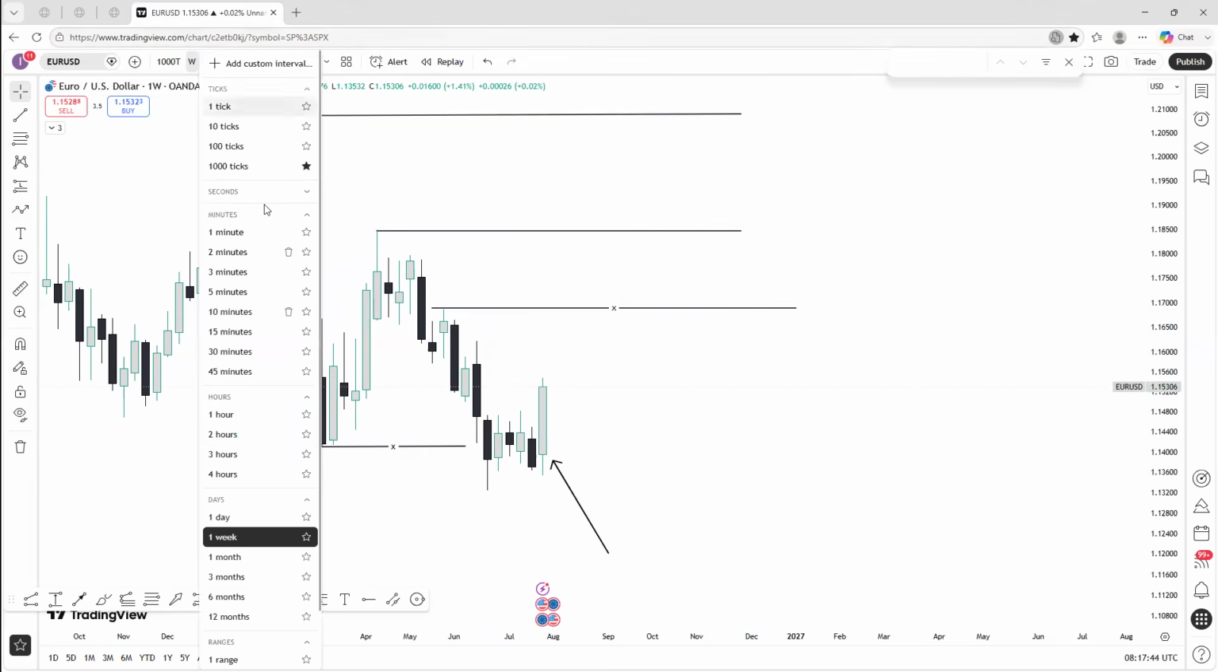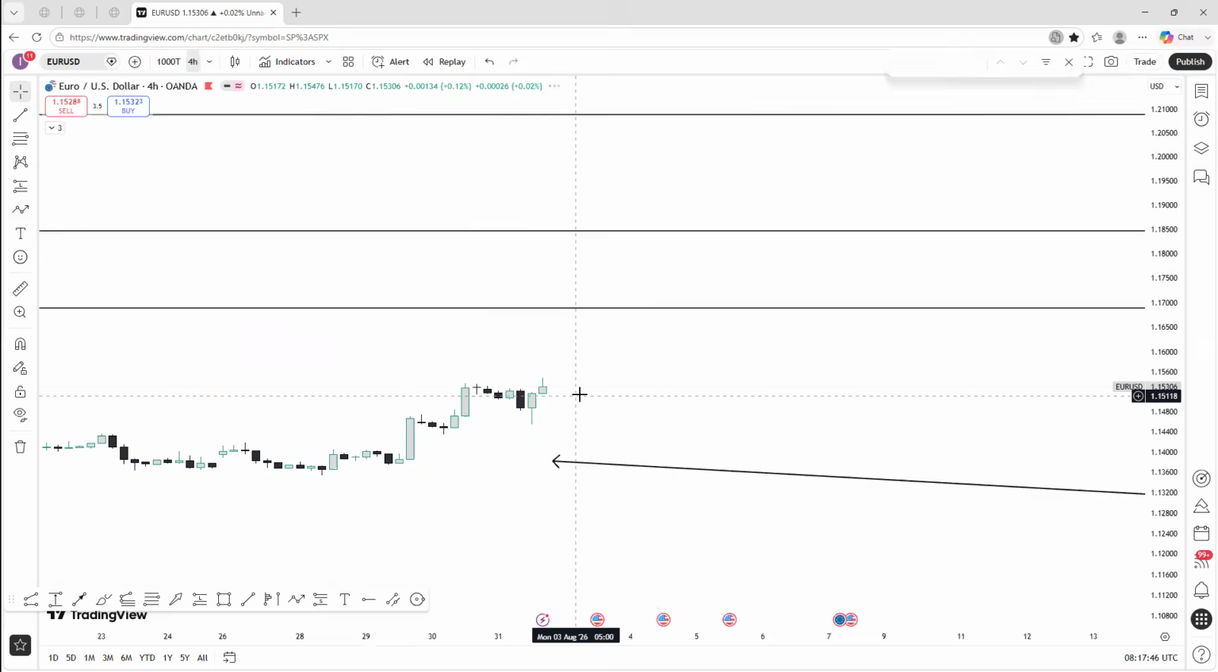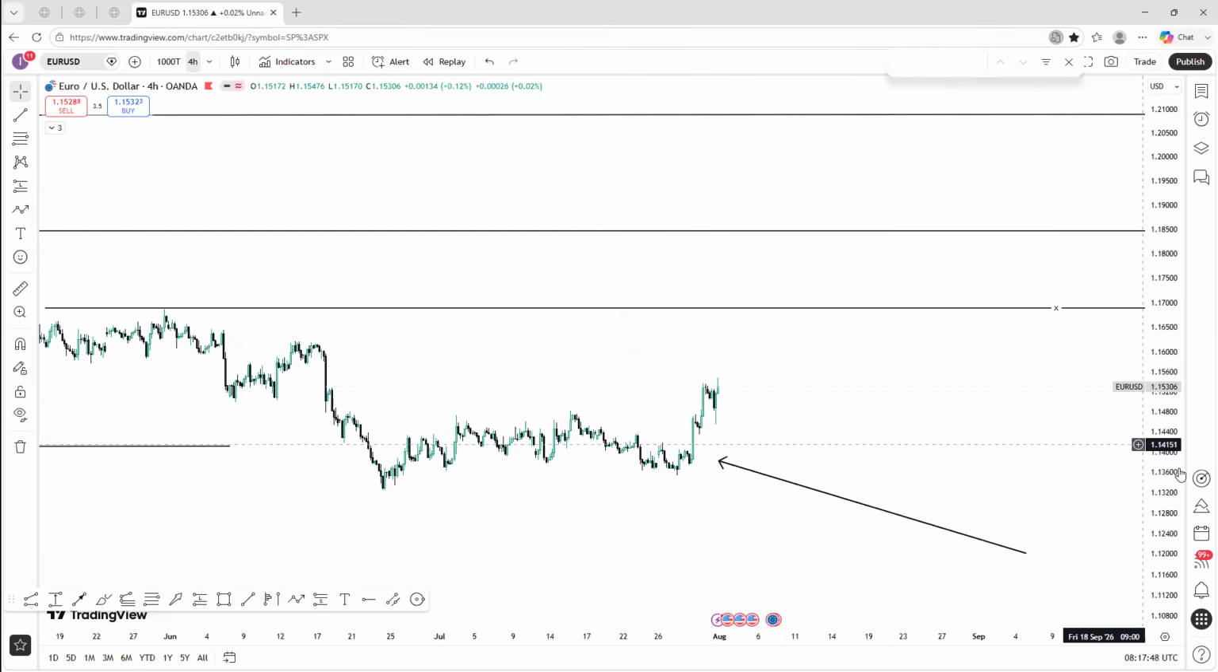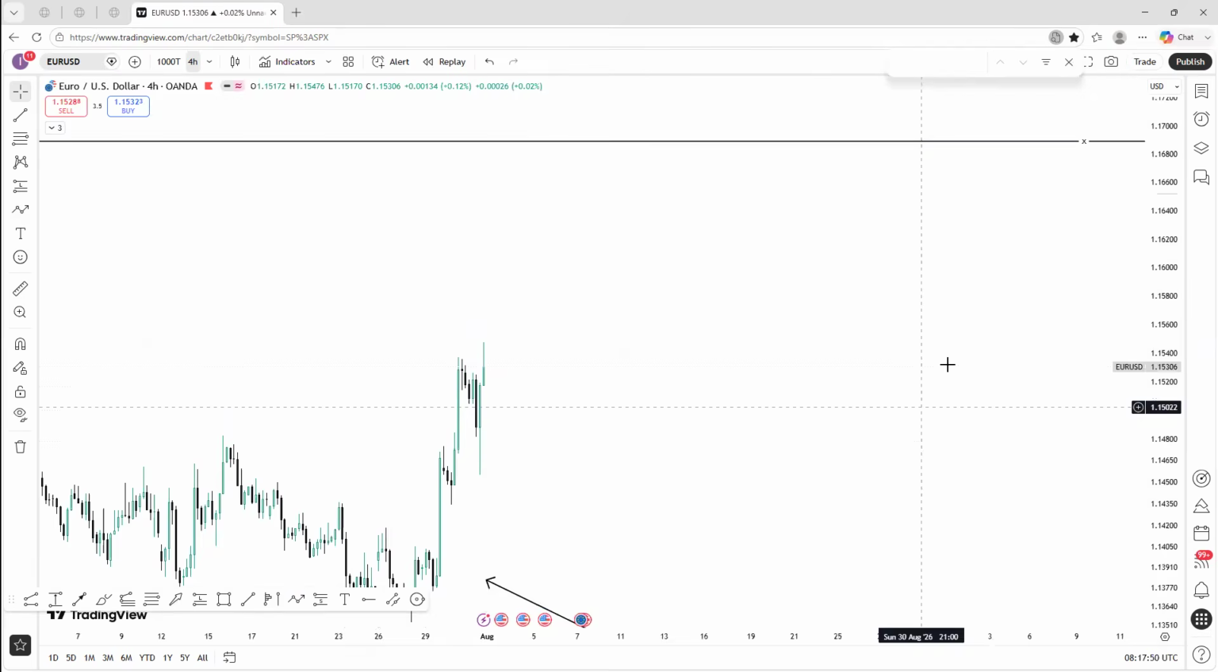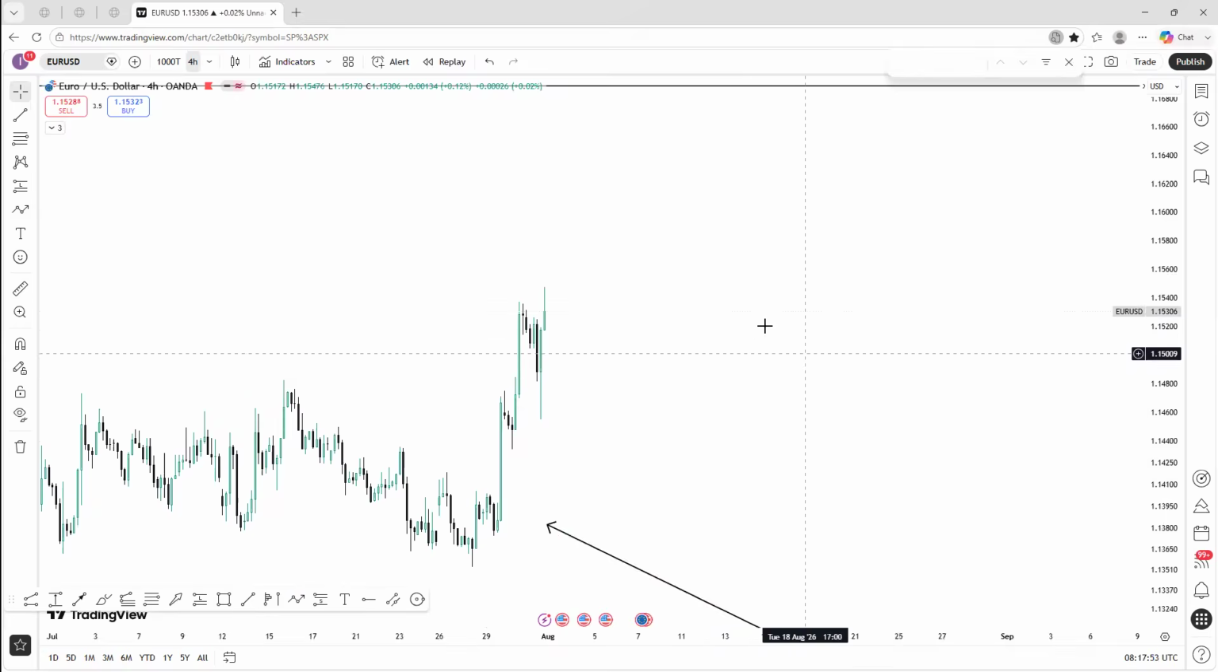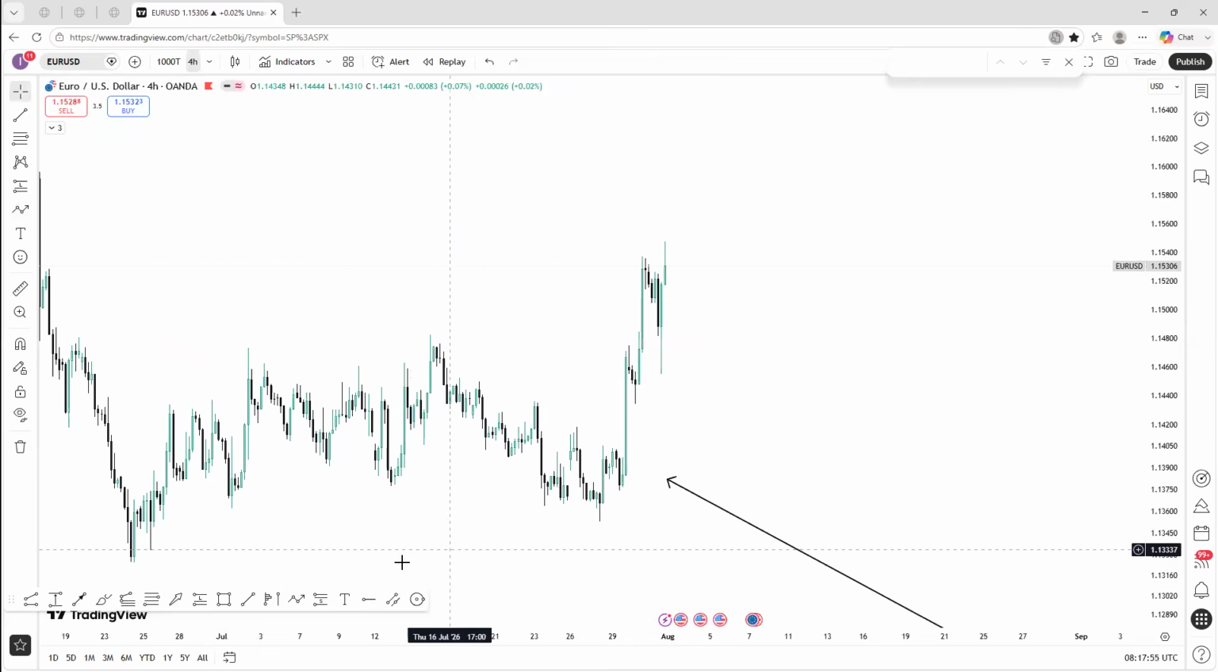So let's shift to our 4H time frame. Remember, also on EUR USD, we are in an impulsive move. Here on the left side below, price already took out liquidities. Already it took out that liquidity.